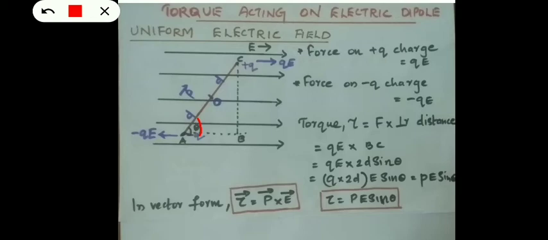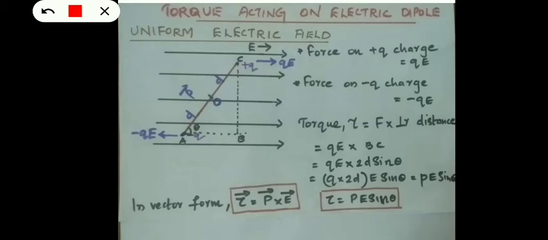So here in this figure you can see this dipole is not parallel to the electric field. This dipole is aligned at an angle of theta with that of the electric field. So this dipole starts to rotate and it stops its rotation when it becomes parallel to the electric field like this.